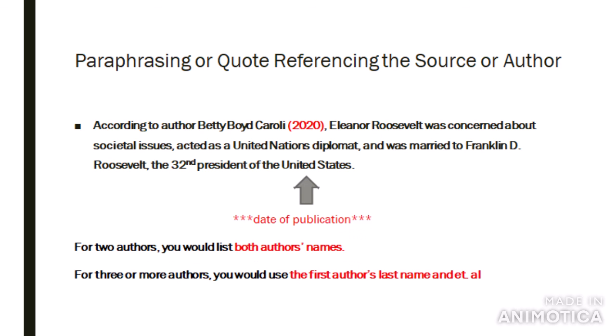You can also paraphrase information while referring to the author or website if there is no author listed. In this example, the author is given credit and the year that the article was published is included after the author's name. This same format would be used if there were no author for the article.